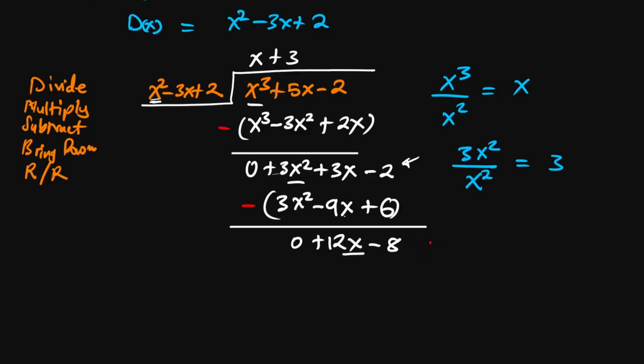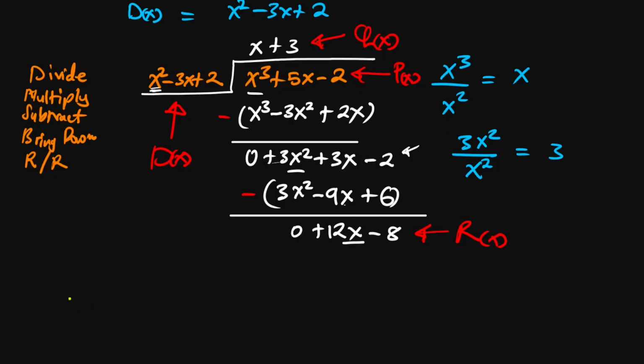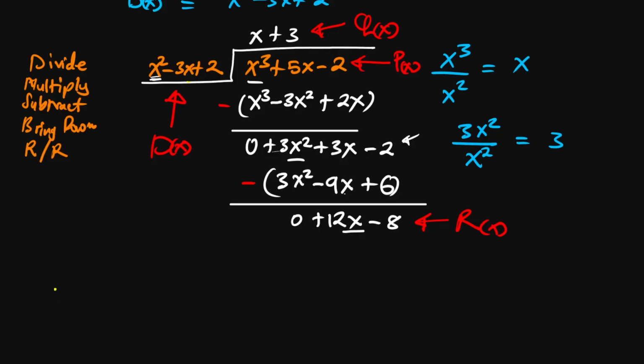So by default, this will become a remainder, whereas this is the divisor. This is the polynomial of x, our dividend, and this is the quotient of x. But we are tasked to determine the remainder, which implies that, let's conclude, therefore, if we divide this polynomial, our dividend, by this divisor, we will get a remainder of 12x minus 8.